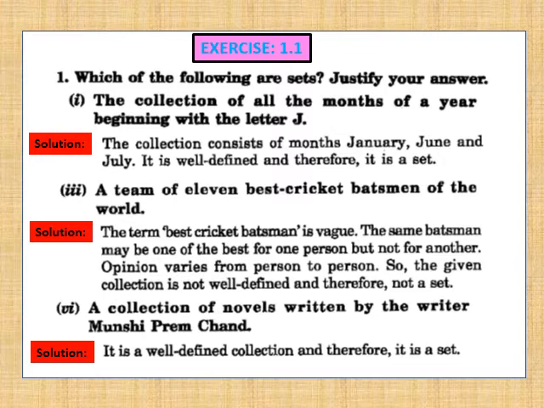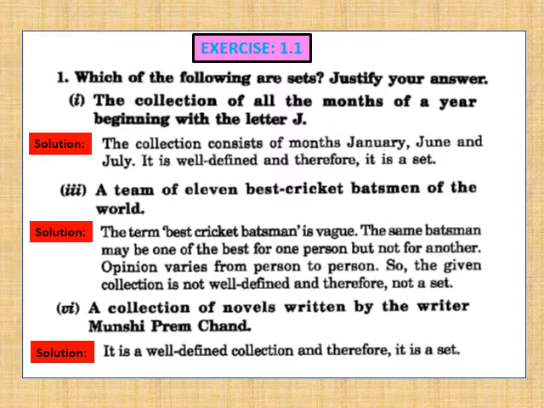I have solved a few sums for you. First is the collection of all the months of a year beginning with the letter J. Now if you collect the months starting with J, it means January, June and July, and it is well defined, so nobody can argue that we can include August in this also. Because it is well defined, it should begin with the letter J. Since it is well defined, therefore it will be a set.